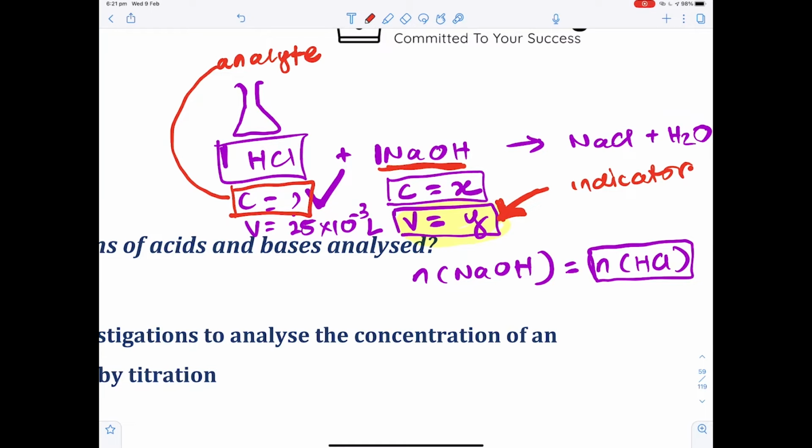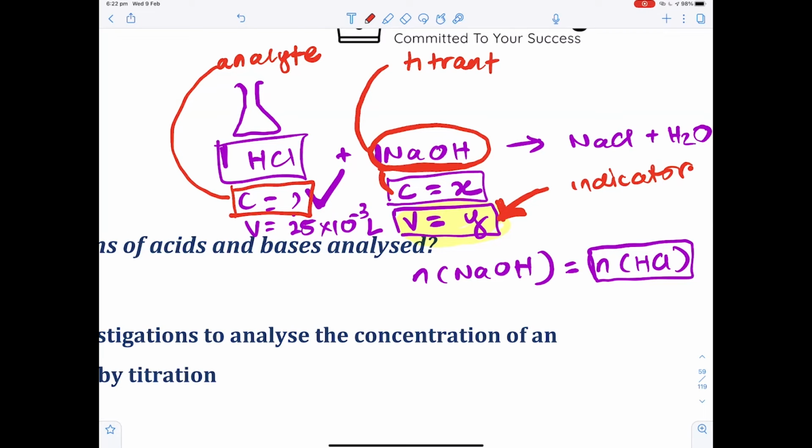Now, since it's called titration, we need to have the word titrate or titrant somewhere. So this solution here, the solution that we're using of accurately known concentration, is what is called our titrant. Our titrant is a solution which we accurately know the concentration of. Now, it's called the titrant because it's being used in the titration.